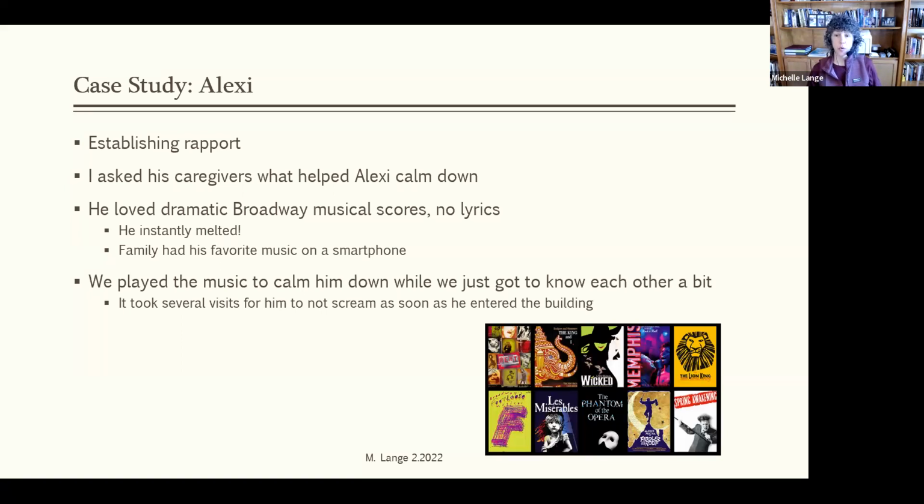So we played the music to help him calm down just while we started trying to establish some rapport. It took several visits just to get him to stop screaming. He would yell the entire appointment. He started associating the appointment with, I get to just hang out, nothing yucky happens, I'm listening to this music that calms me down.